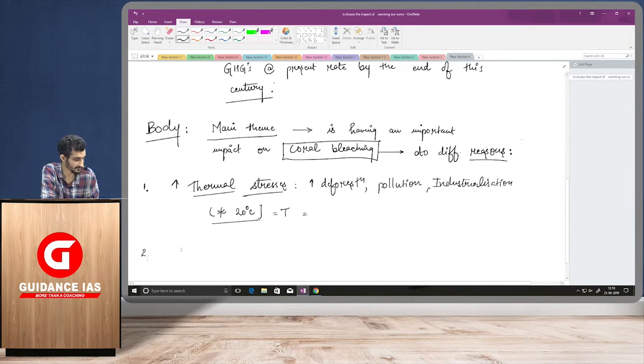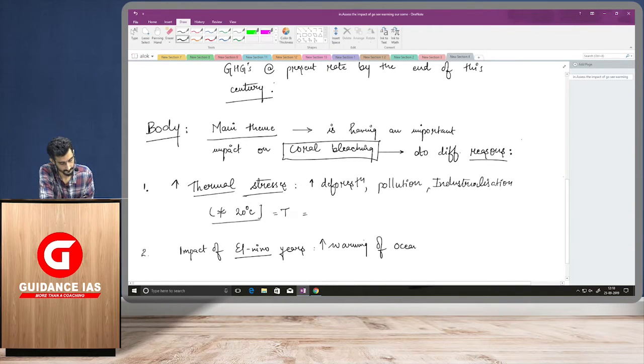Then the second point is the impact of El Nino. It has been found that when there are El Nino years, there is high warming of ocean water in the Pacific Ocean, and so it has a direct correlation that when there are El Nino years, there is larger destruction of coral reefs in the form of coral bleaching.